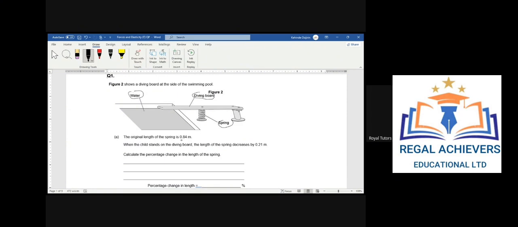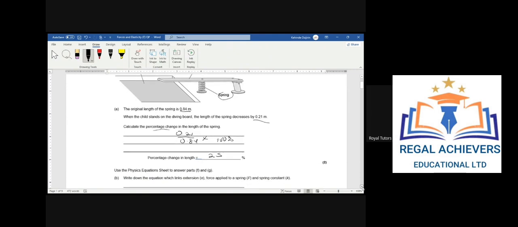Okay, when the child stands on the diving board, the length of the spring decreases by 0.21 meter. Calculate the percentage change. So that means it will be 0.21, which is the decrease, over the original, which is 0.84. Multiply by 100%, and that will give us 25%. It's as simple as that.